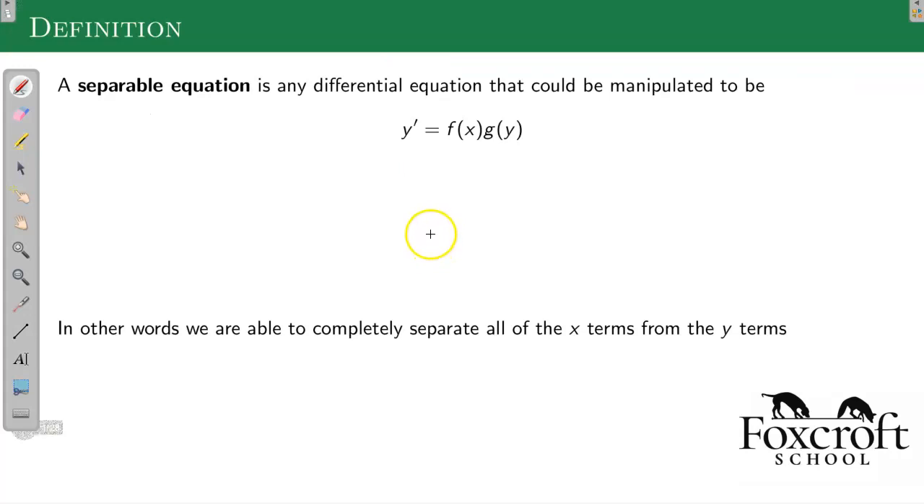Separable equations are any differential equation where you can move things around until you get a part with x's and a part with y's separate from each other. That's why it's called separable, because we can get the x's and the y's to where they're not interacting with each other. This is going to help us move the y's to one side and the x's to the other side, and then we can integrate. We'll see that in a second.